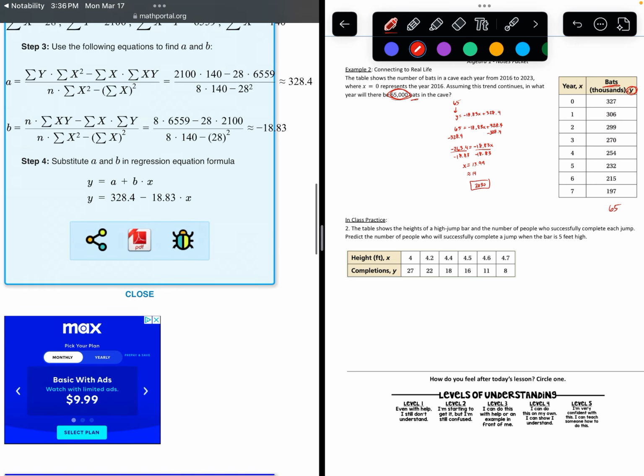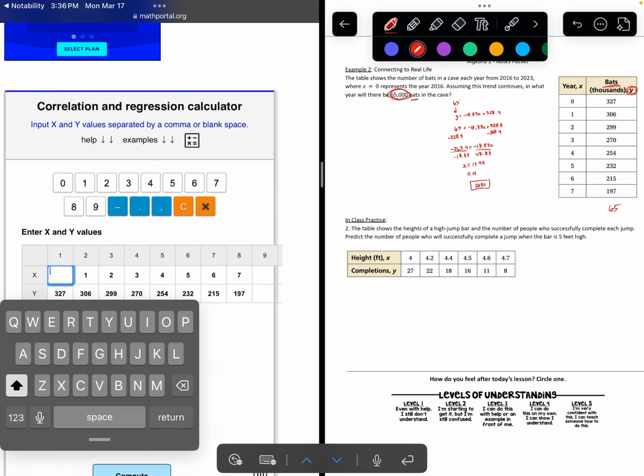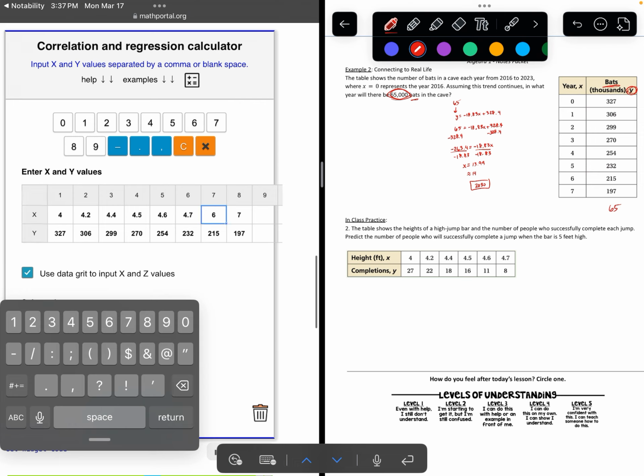All right, so don't forget, you always have to enter the data into this website, unless you want to do it by hand, which, by all means, feel free to, but I'd rather not. You get 4.2 as an x, the next one is 4.4, 4.5, 4.6, 4.7. So I have 27 here, 22, 18, 16, 11, and 8.